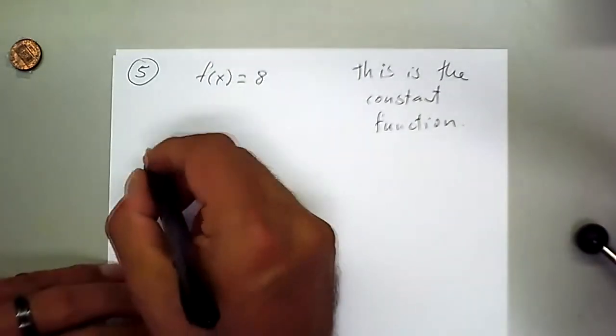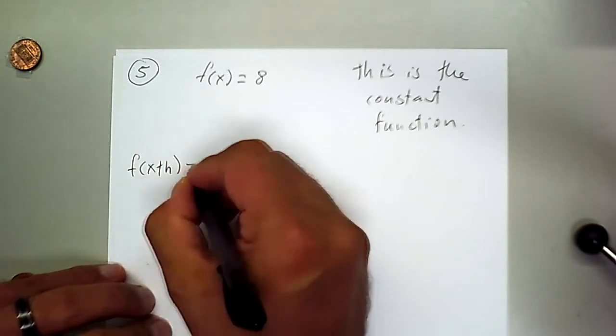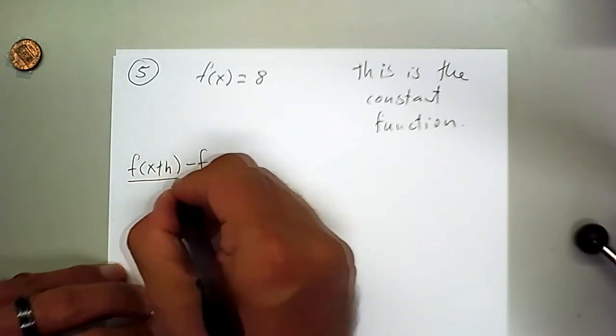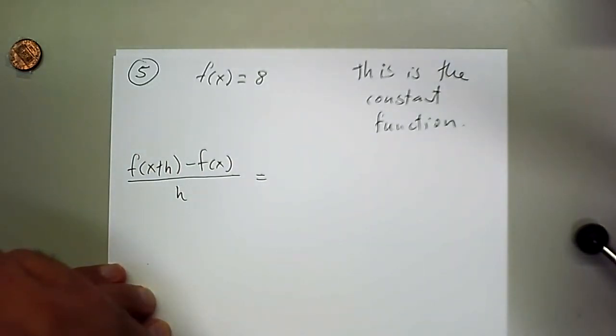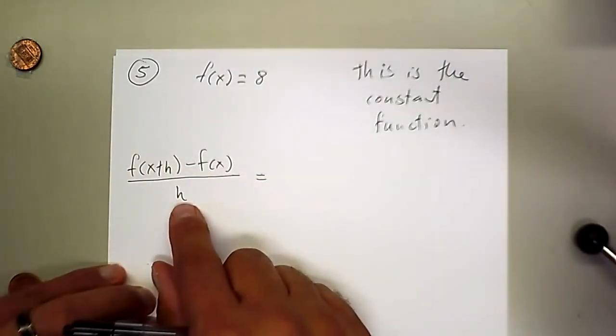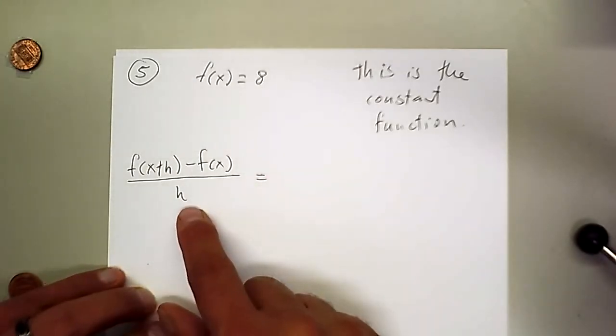Okay, so let's find the difference quotient. Same formula: f of x plus h minus f of x, all of that over h. By the way, even though h will eventually be 0, while we are figuring out the difference quotient, we're assuming h is not 0.